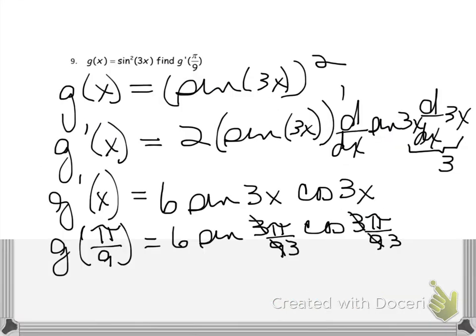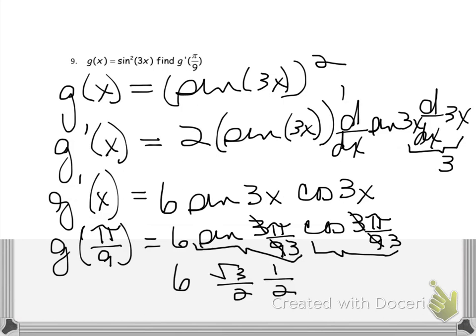So now I'm going to go back and say 6 times the sine value, which is root 3 over 2, and the cosine value was 1/2. So I have 6 times root 3 over 2 times 1/2. Okay, so let's see what's going to happen.